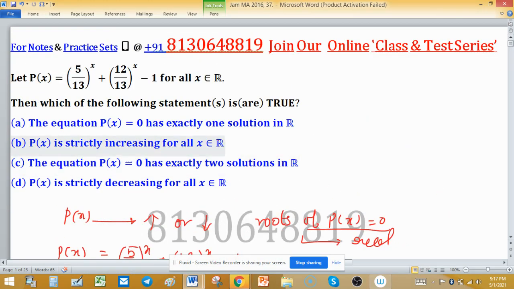So which option is true? The equation p(x) = 0 has exactly one solution in R. It is true. p(x) is strictly increasing. This is false. p(x) has exactly two solutions. This is false. p(x) is strictly decreasing. It is true. So options A and D are true.